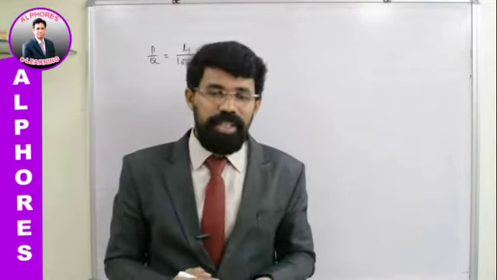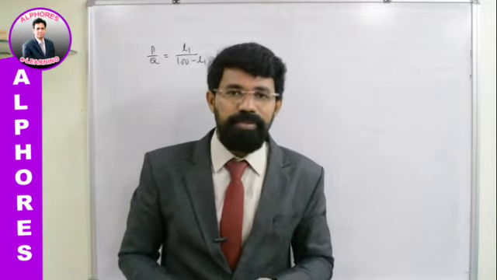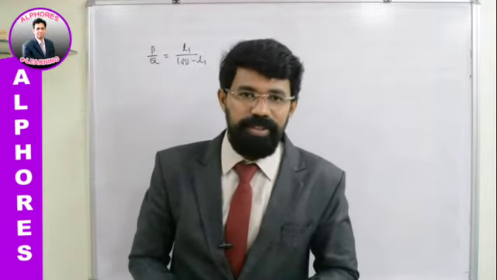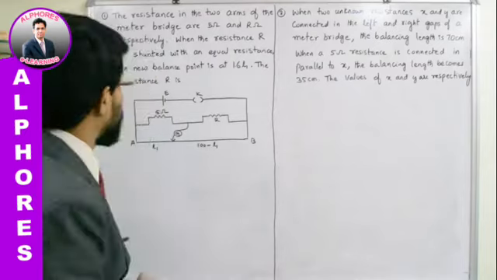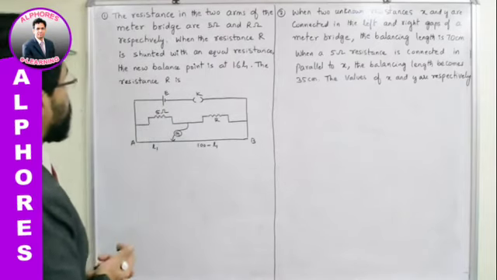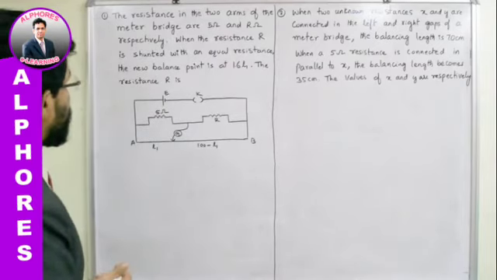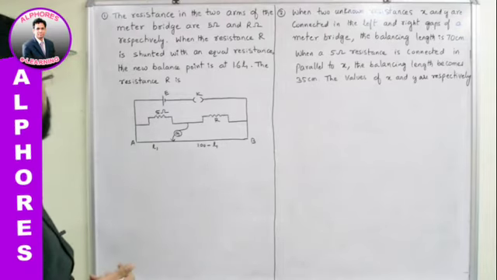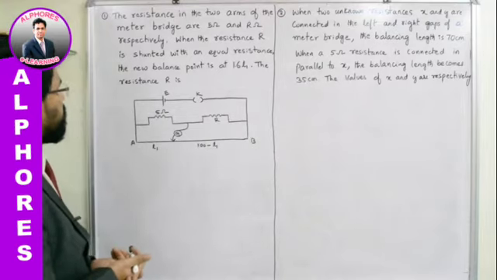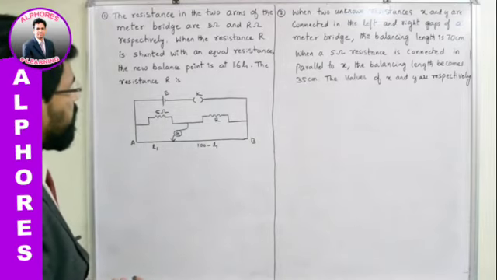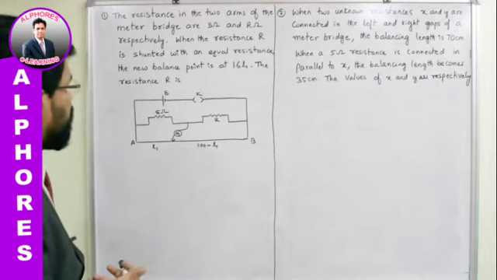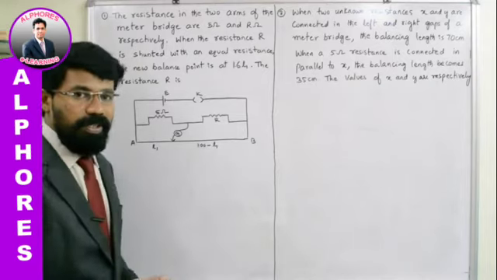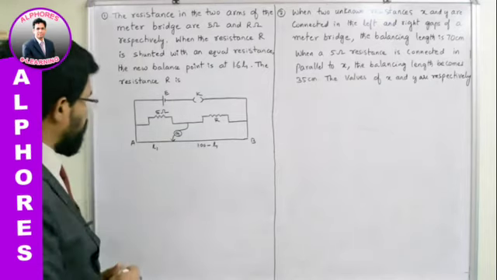So today let us try two more problems. Let us see what we can do with this. The first one: the resistances in the two arms of the meter bridge are 5 ohm and R ohm respectively. When the resistance R is shunted with an equal resistance, the new balance point is at 1.6 L1. The resistance R is? So here the circuit diagram is given like this.